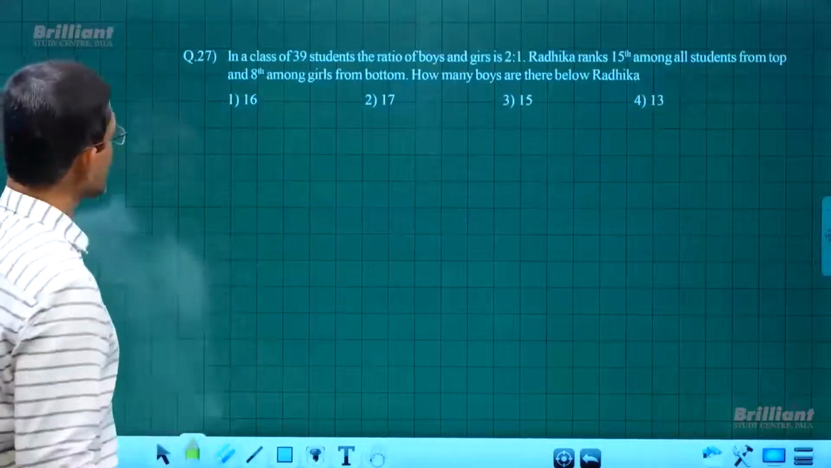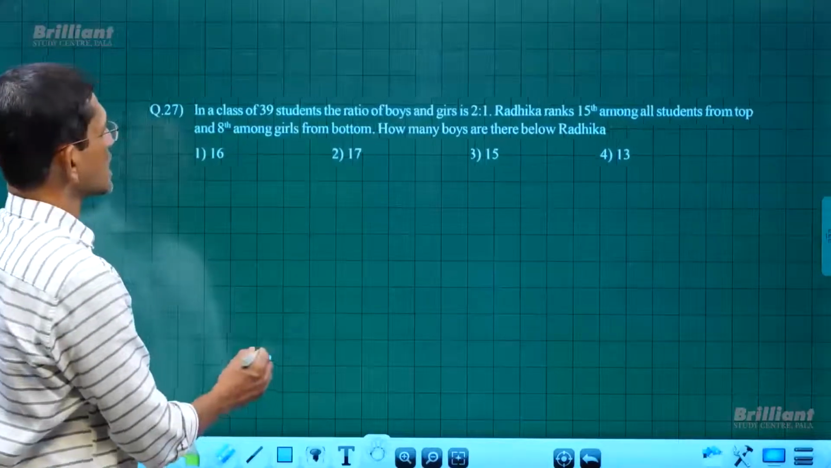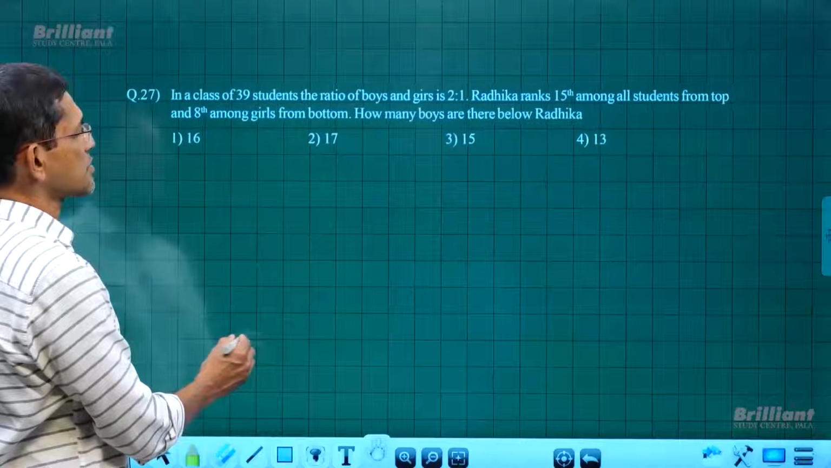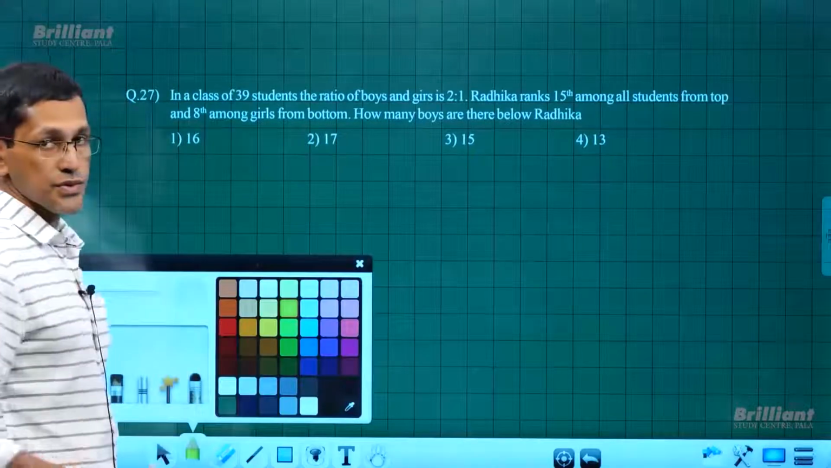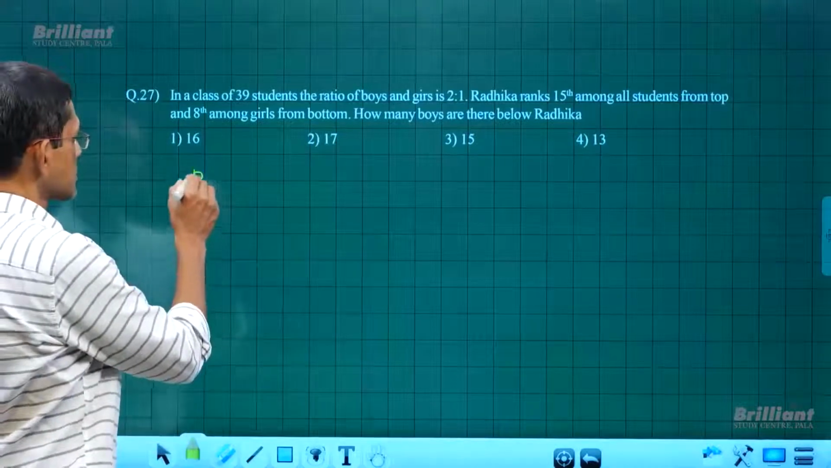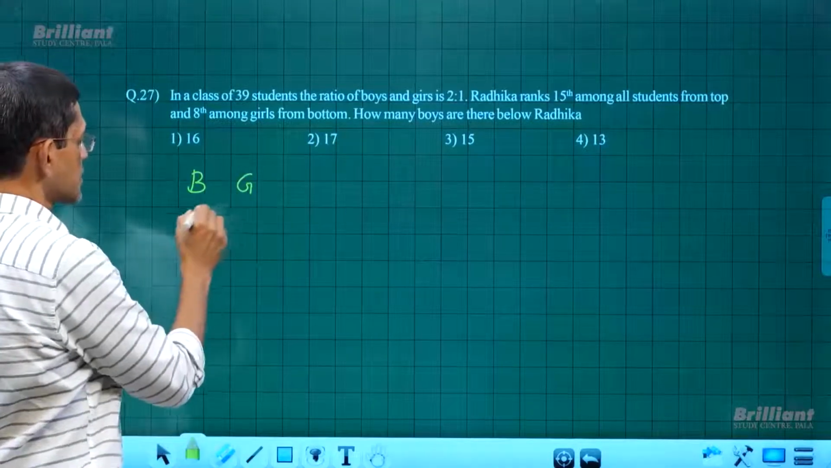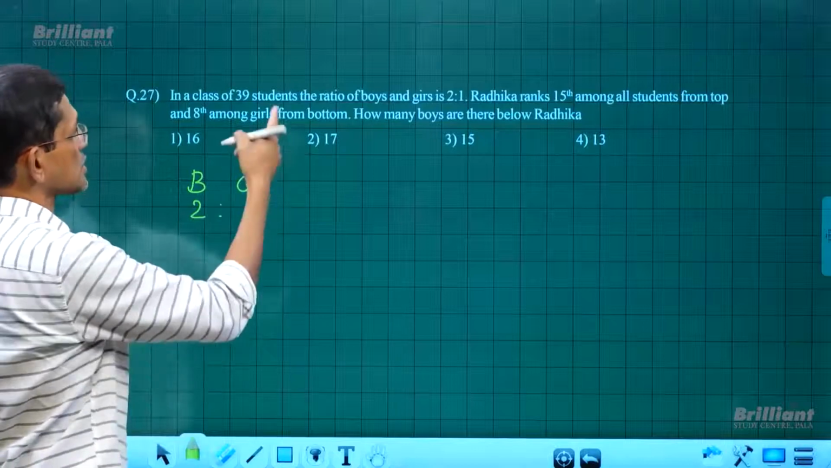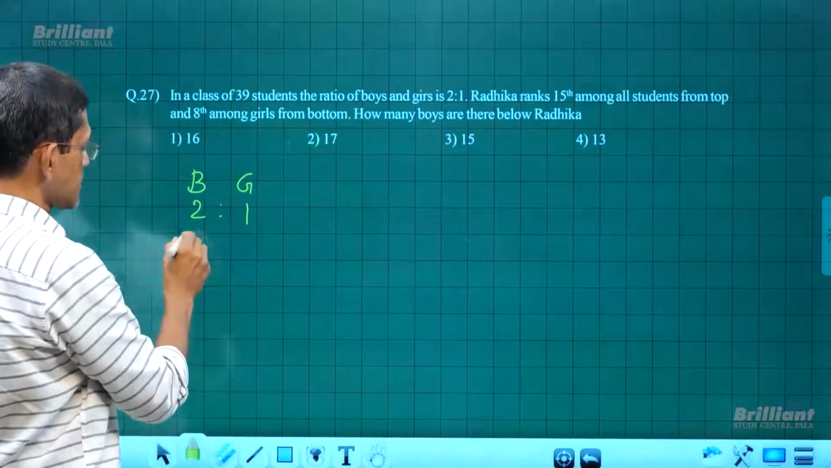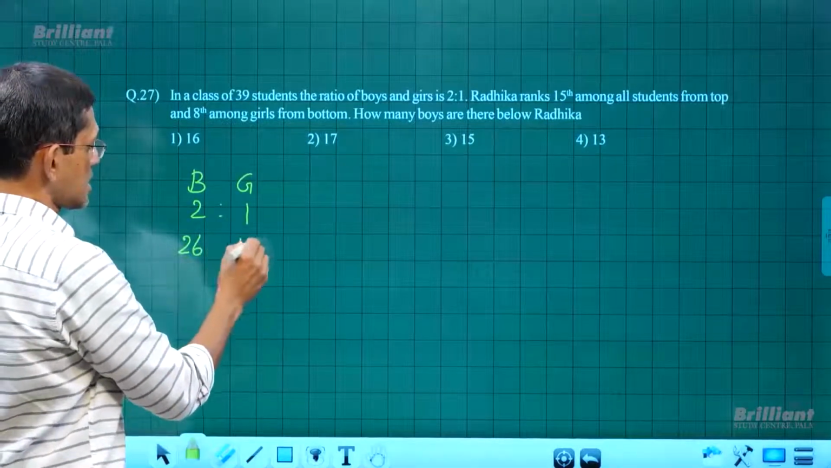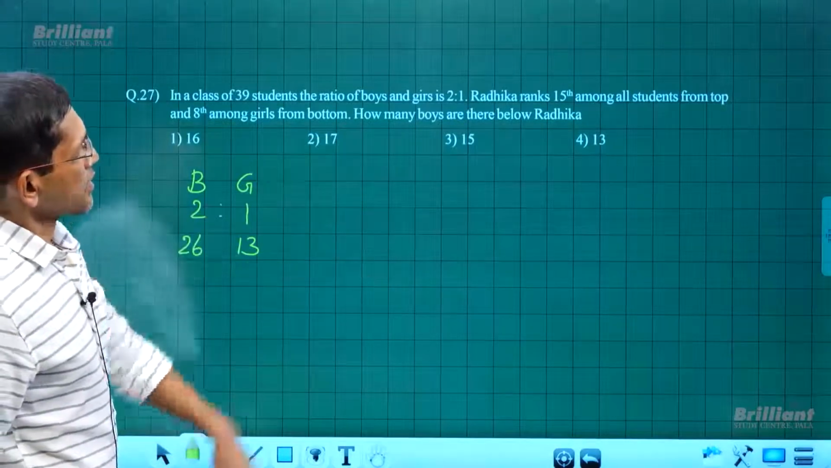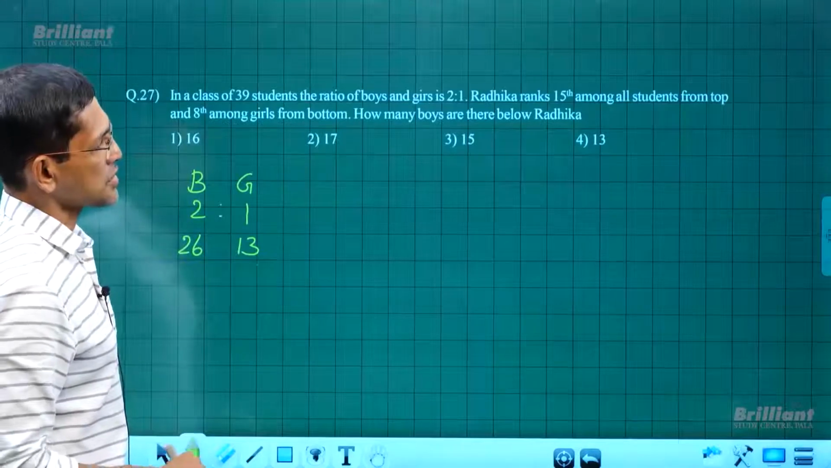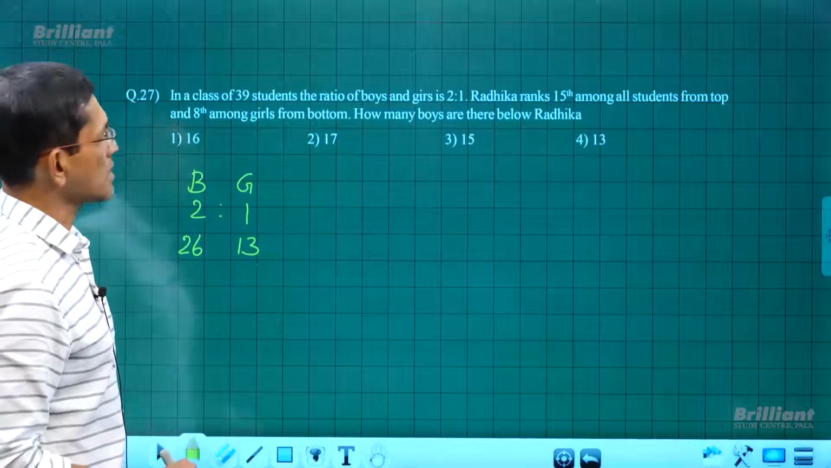The next one. In a class of 39 students, the ratio of boys and girls is 2:1. So boys, girls, 2:1. Total is 39, so we have 26 and 13. Girls 13, boys 26. And Radhika ranks 15th among all students from the top.